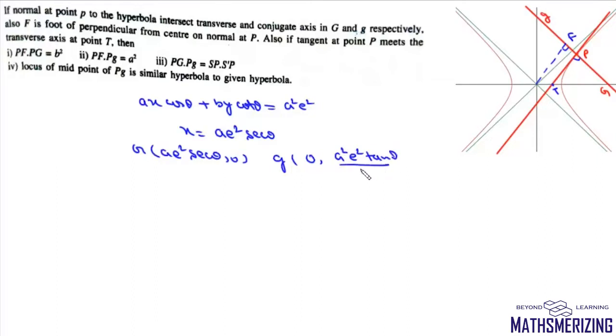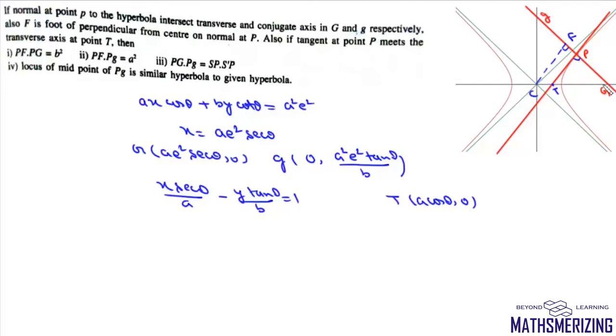tan theta upon B). Now we also know that the equation of the tangent is given by X secant theta upon A minus Y tan theta upon B, and it is equal to 1. Now we need to find the point of intersection with the x-axis. If we put Y as 0, we'll get T as (A cos theta, 0).